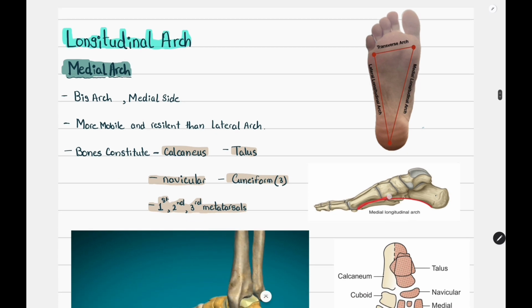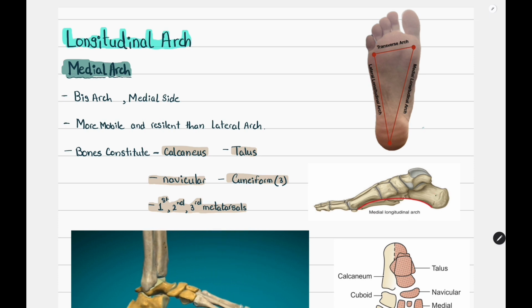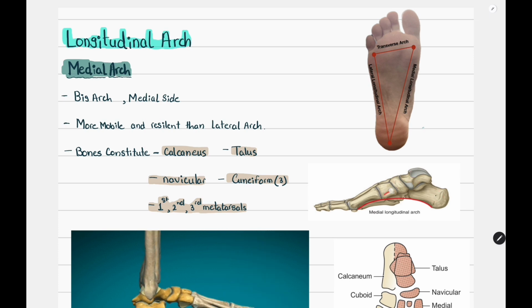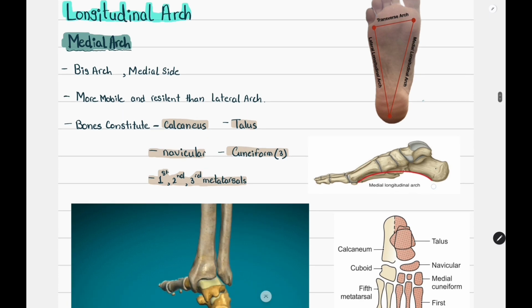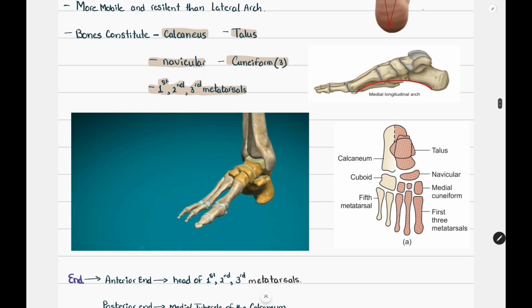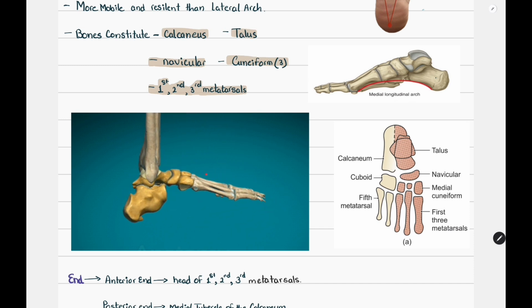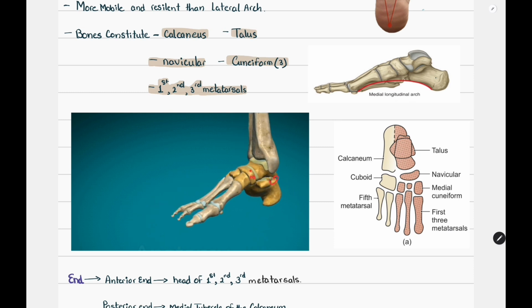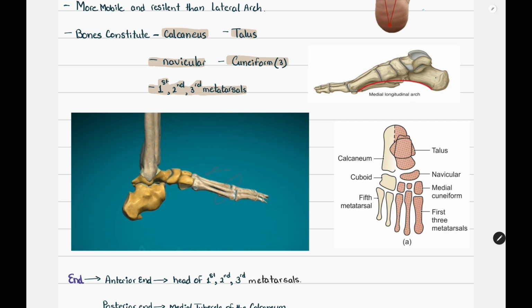This is the medial view of the foot, and you are able to view the medial longitudinal arch. Here the bones which constitute the arch are calcaneus bone, talus bone, navicular bone, medial, intermediate and lateral cuneiform bones, and first, second, third metatarsals. Here is an animation that will help you understand this better. This bone is calcaneus, talus, navicular, all three cuneiforms, and first, second, third metatarsal bones.